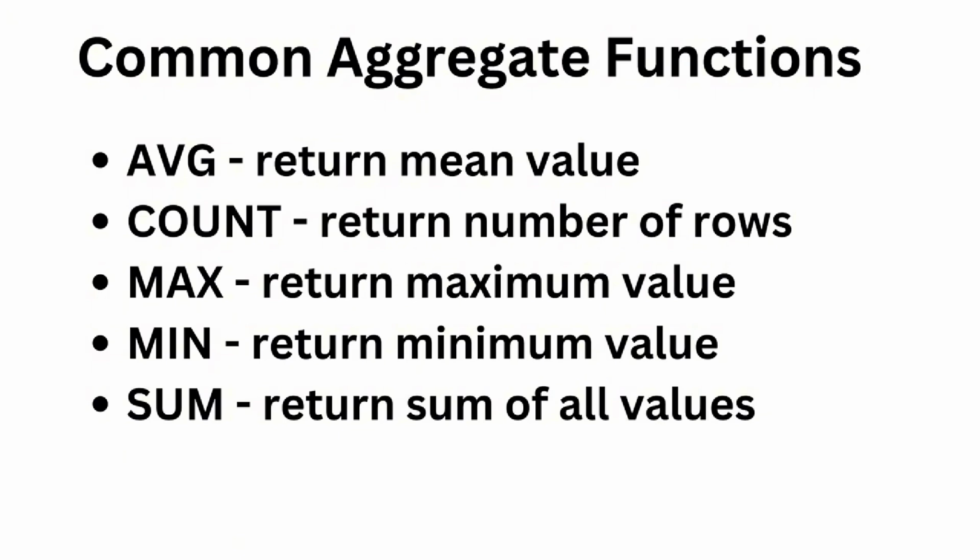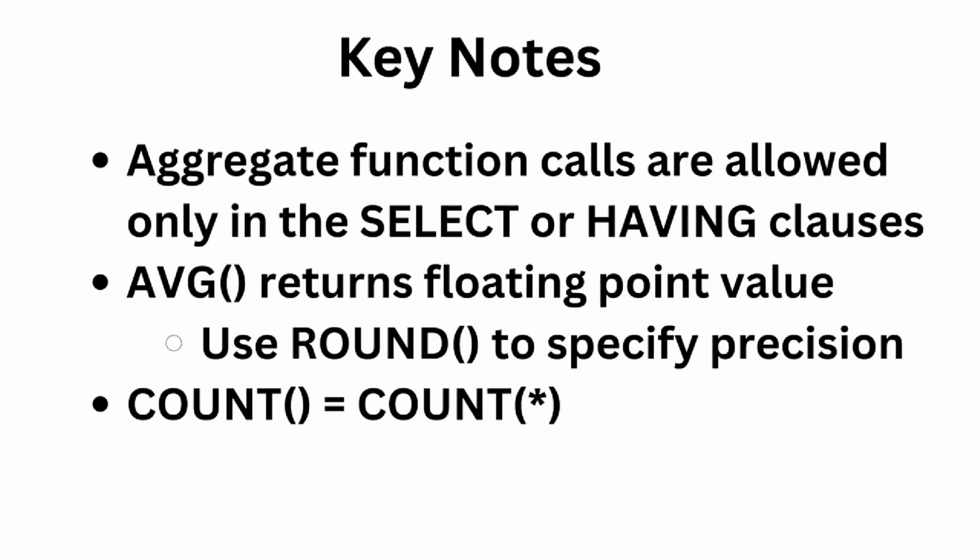There's count, which we're actually already familiar with, returns the number of values or rows returned. Then there's max and min, which return maximum and minimum respectively. And then there's sum, which returns the sum of all the values. So it adds everything up in that particular column. Keep in mind that aggregate function calls happen only in the select clause or the having clause. We don't know about the having clause quite yet, but we're going to learn about it later on in this section.